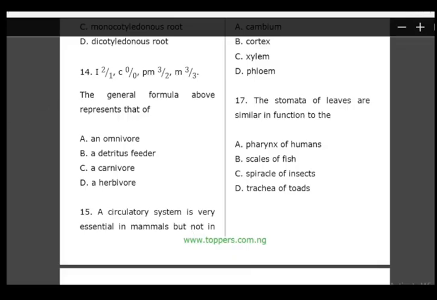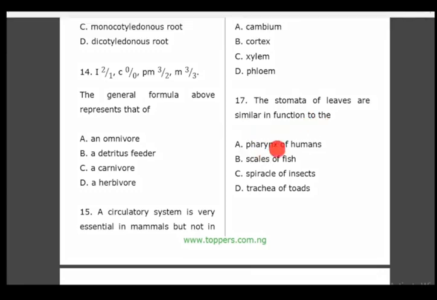The stomata of leaves are similar in function to the A. pharynx of humans, B. scales of fish, C. spiracle of insects, and D. trachea of toads. Now, when we look at this particular question, we get to see that the stomata of leaves help for respiration. It helps to carry out the exchange of gas in plants. That is what the stomata there is used for.